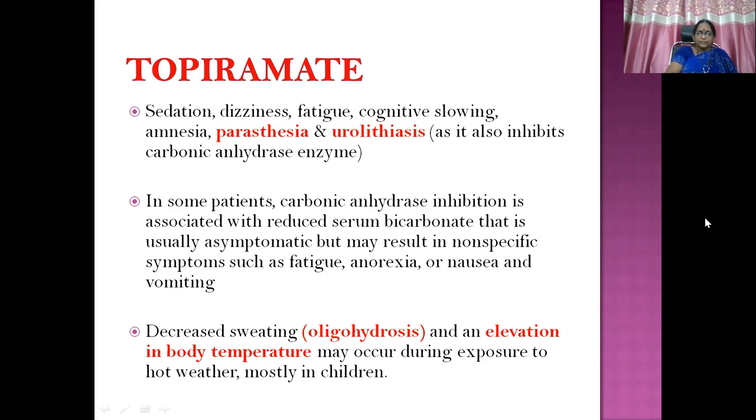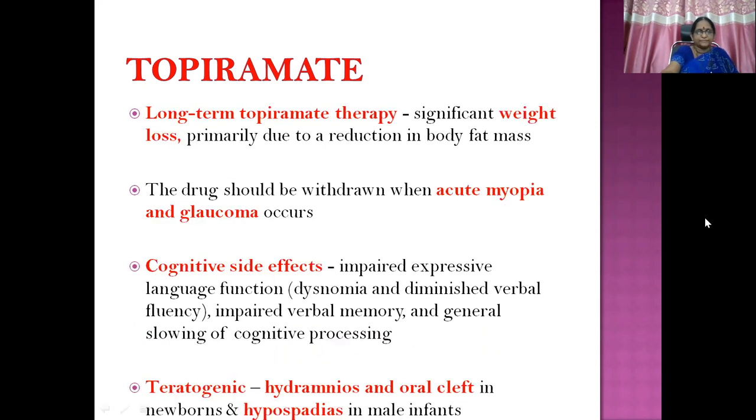So, in some patients, carbonic anhydrase enzyme inhibition is associated with reduced serum bicarbonate, that is usually asymptomatic. But sometimes it can give rise to non-specific symptoms like fatigue, anorexia, nausea, vomiting, etc. And apart from that, it also gives rise to oligohidrosis, that is decreased sweating, and elevation in body temperature that may occur during exposure to hot weather, mostly in case of children. So long-term topiramate therapy can give rise to weight loss. Till now, we have discussed the weight gain of the molecules. Topiramate gives rise to weight loss.